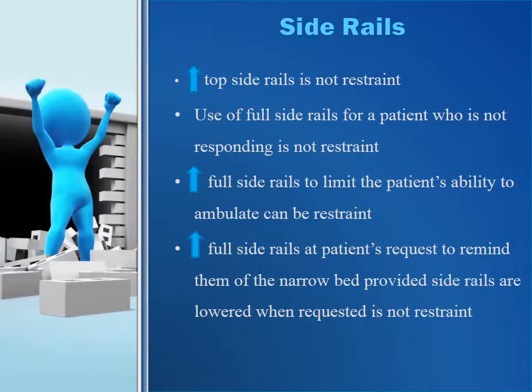Full side rails at a patient's request, however, is not considered a restraint if the patient wants them to remind them that the bed's really narrow, or they don't feel comfortable with the bed being lowered and they still consider themselves that they might fall out, and they've requested it. I would just document it in your nurse's notes, and this would not be considered a restraint.